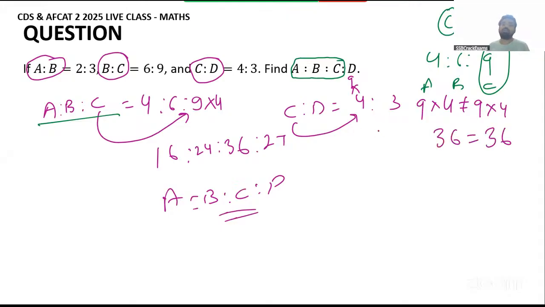All right. Now, when we multiplied 4 and 9 by 9, we need to multiply this whole ratio by 4 and this whole ratio by 9. So this will give me 16, 24, and 36. And this will give me 36 and 27. So 36 is now common. So I can write it in the whole ratio. You got it, Pooja?